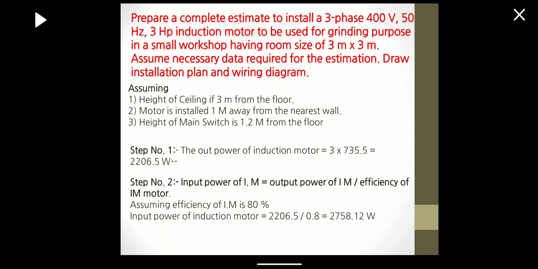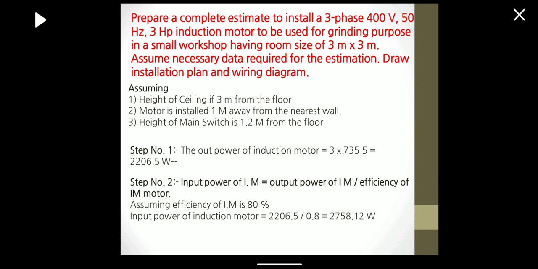Step 1, calculate the power. So the output power of the induction motor is equal to 3 into 735.5, which is equal to 2206.5 watt. Step 2, calculate the input power of the induction motor. So input power is equal to output power of the induction motor divided by efficiency. Assume the efficiency of the induction motor is 80%.